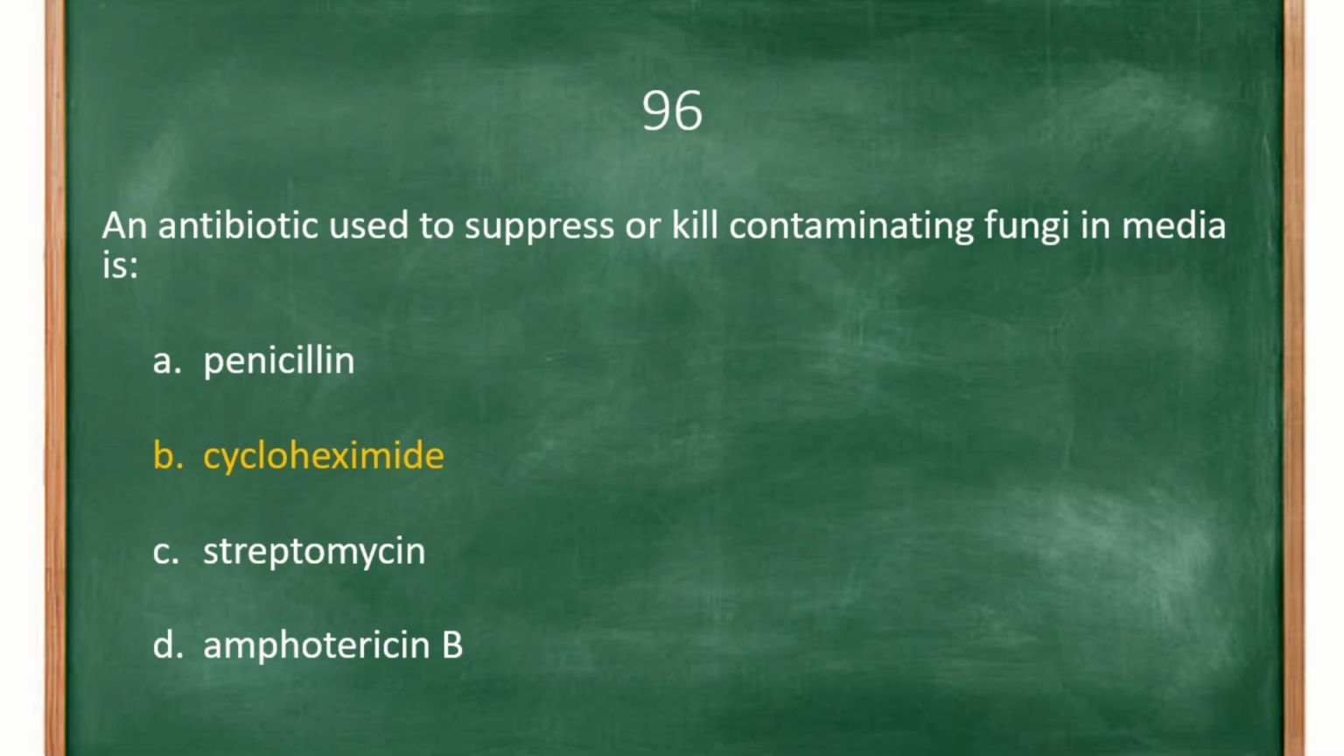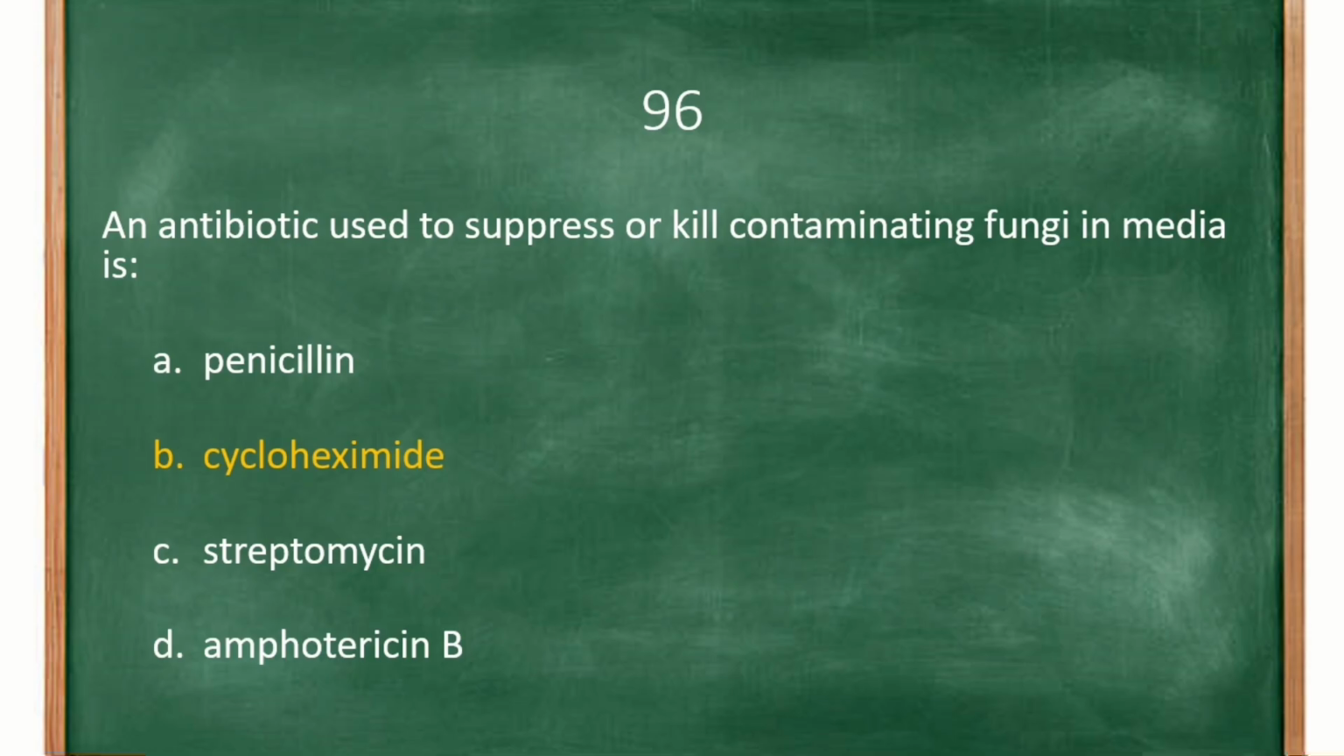So cycloheximide is commonly used in microbial media to inhibit the growth of fungi such as yeast and mold while allowing the growth of bacteria. So it's particularly useful in selective media for isolating and identifying bacteria where fungal contamination might be a problem. If we take option A, penicillin, it's an antibiotic that attacks bacterial cell wall synthesis and it's used to inhibit or kill gram-positive bacteria and not fungi.